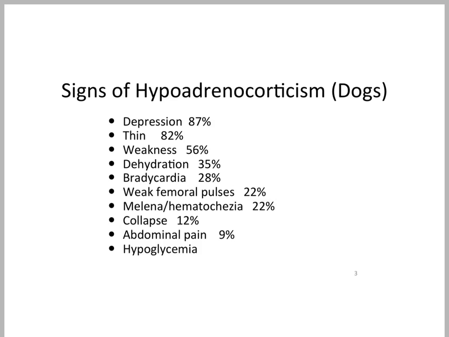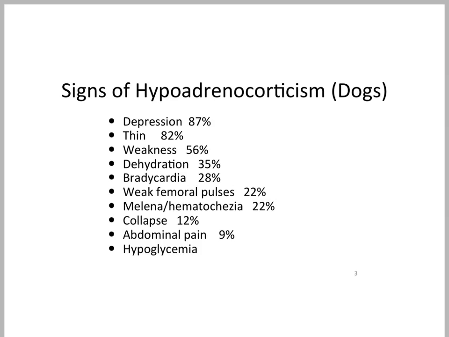And then because of the lack of glucocorticoids, there can be a breakdown of the blood-gut barrier. Remember, glucocorticoids are key to managing permeability of membranes, and you can actually have blood loss into the gut, bloody diarrhea, and that can be a significant observation in about a fifth of the cases. Collapse is a severe case. Abdominal pain, that's probably due to the GI disorder.